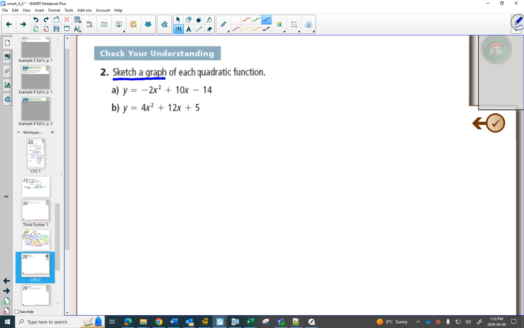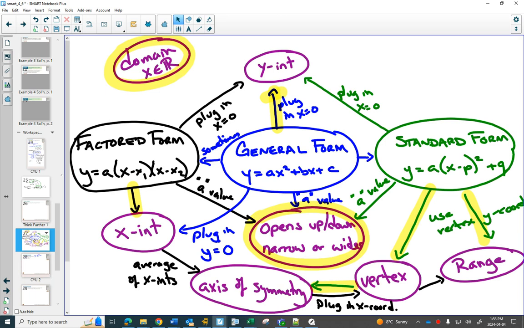To sketch a graph of a quadratic, you will always need to label your vertex and at least one other point. So if we think about our diagram of everything that we can do, we need the vertex.